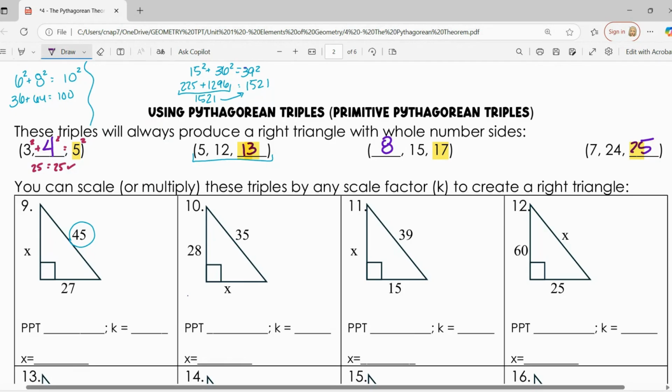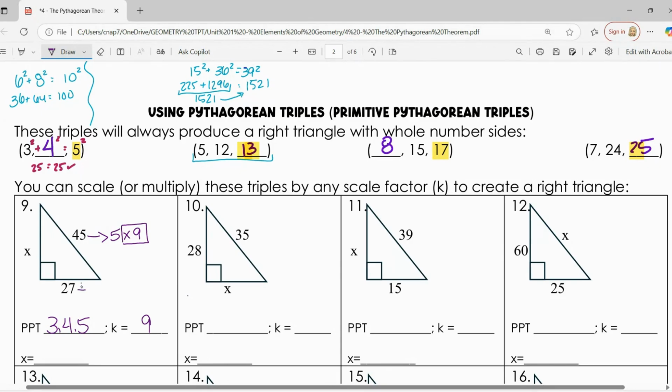So that means that this triangle had to come from a 3, 4, 5 triangle. The next thing you ask yourself is, how did I get from 5 to 45? And the answer is that I had to do 5 times 9. So that means the scale factor is going to be 9. And in math, we call the scale factor k. That is the symbol or the variable for scale factor. So you know the scale factor is 9.